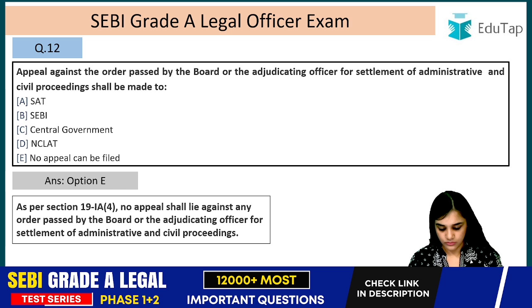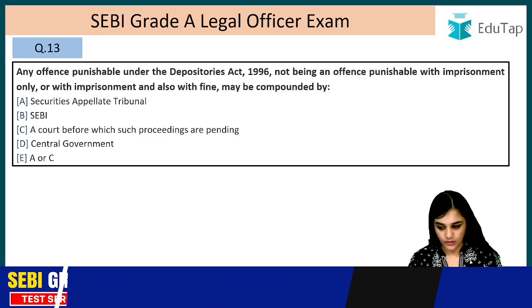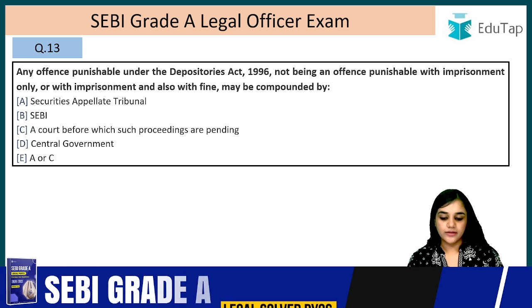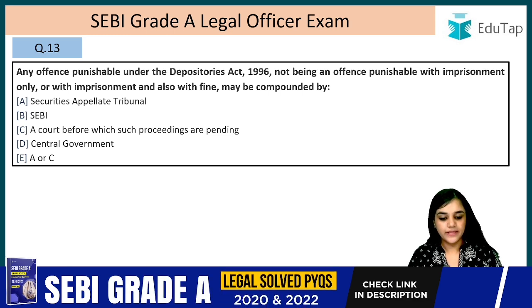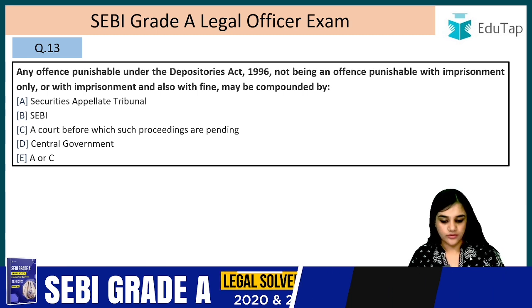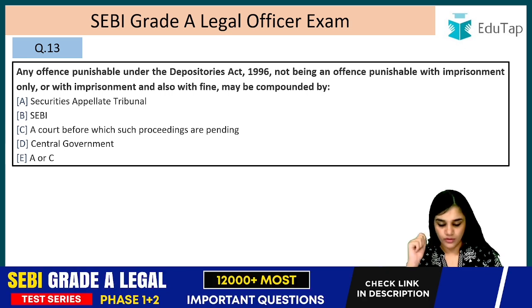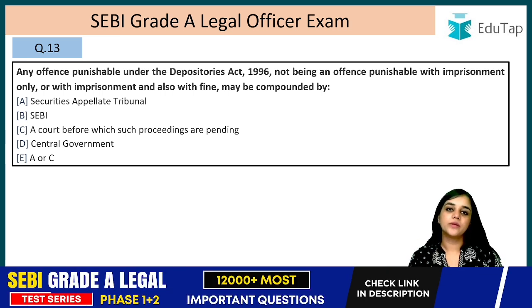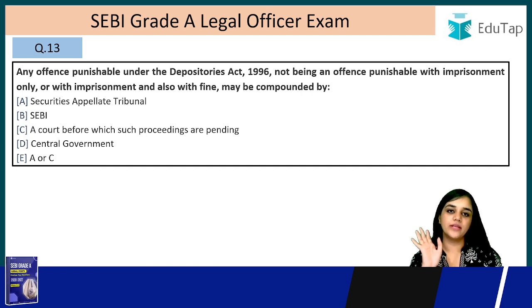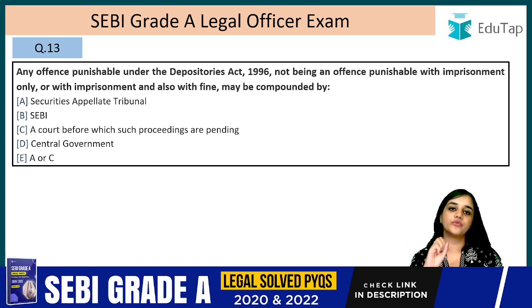Question number 13. Any offence punishable under the Depositories Act 1996, not being an offence punishable with imprisonment or with imprisonment and also with fine, may be compounded by. So what is compounding? It is when the person in default pays the other party for the settlement, right? It can only be done when the offence is not punishable with imprisonment, either imprisonment alone or imprisonment plus fine, right? So when can this compounding be done?